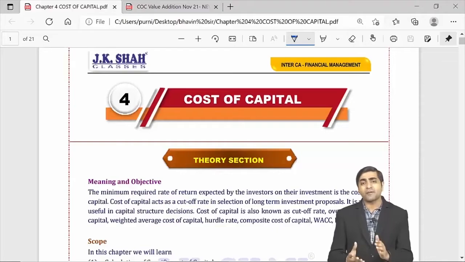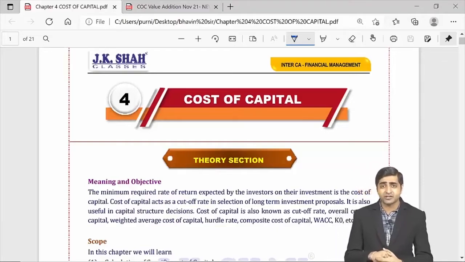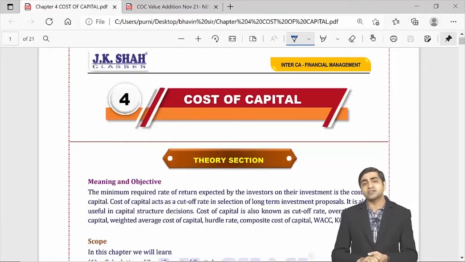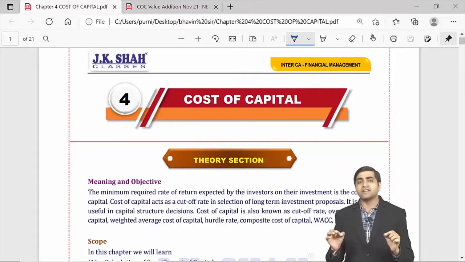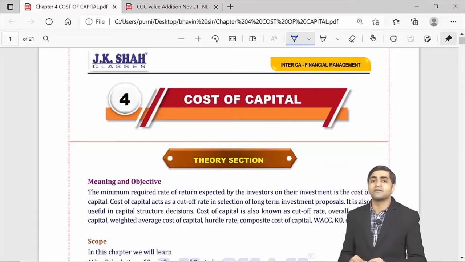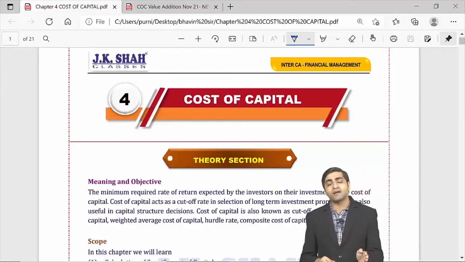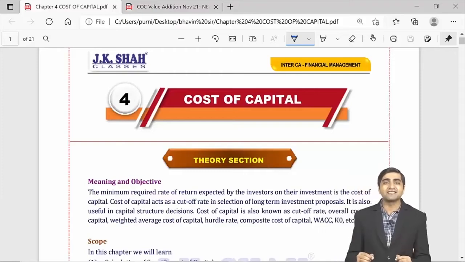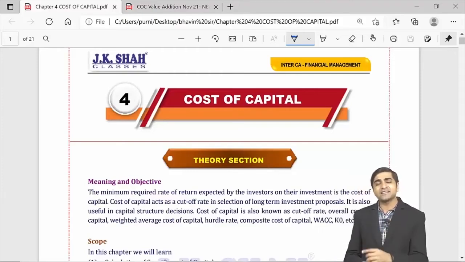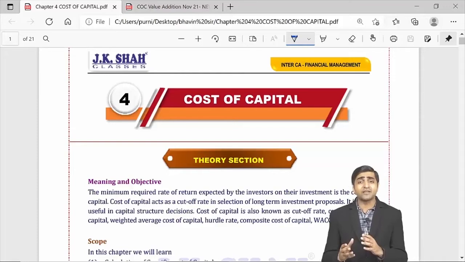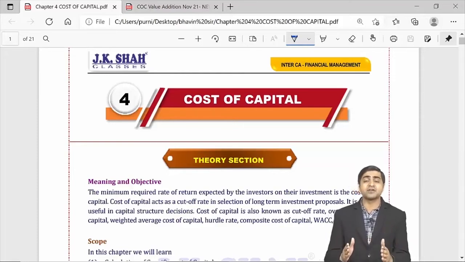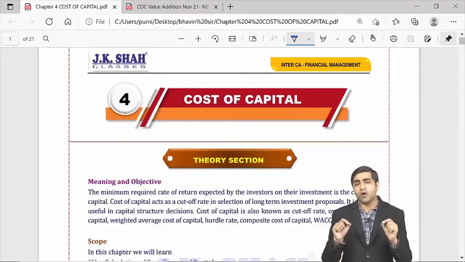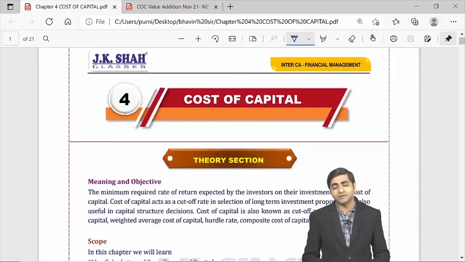And cost of capital, my dear students, is one of the most important chapters in your examination, and almost in every attempt you will see a question on cost of capital for approximately anywhere between 5 marks to sometimes 15 marks as well. So let us quickly revise this chapter. Also, in this revision of Financial Management, I will not be solving any questions here, but we will be thoroughly revising all the concepts of this particular chapter.